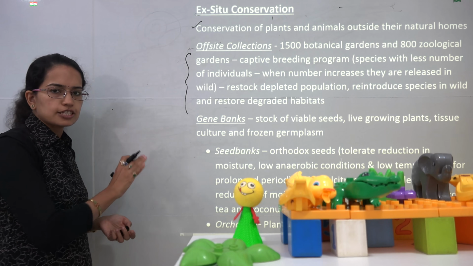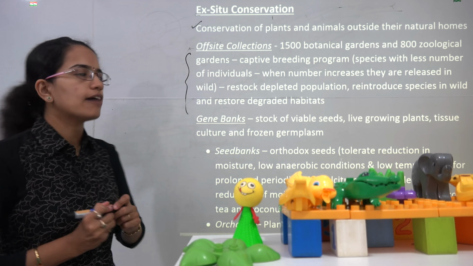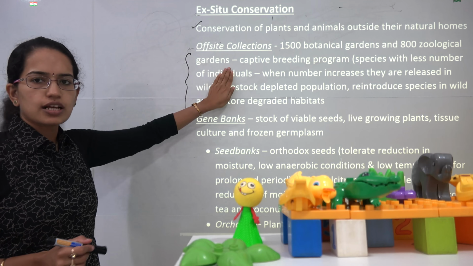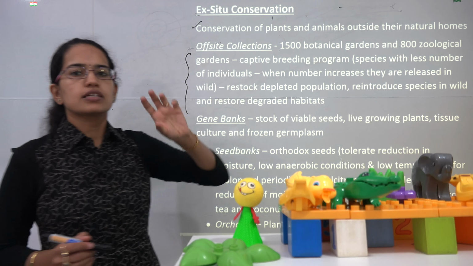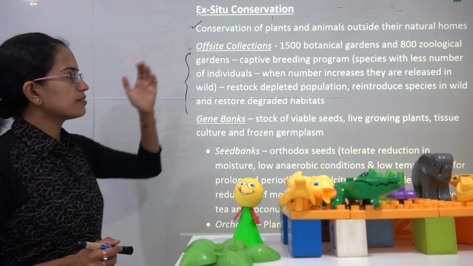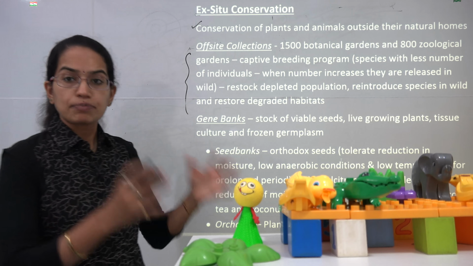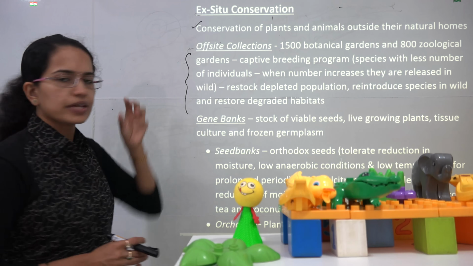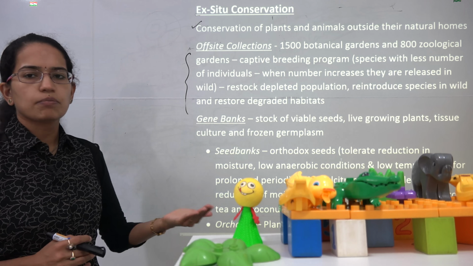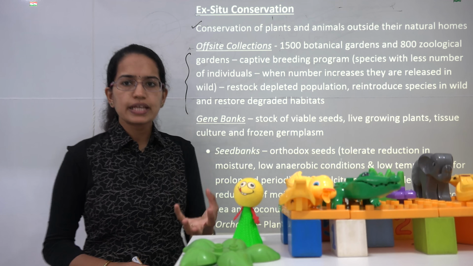Now we talked about in-situ. Let's move on to the ex-situ. Now as we said, under ex-situ you have the off-site collection. So botanical gardens or zoological gardens, rather than preserving the trees and animals in their natural surroundings, preserve them outside. There are more than 1500 botanical gardens and 800 zoological gardens. Numerous of those have captive breeding programs. So species which have very few individuals are worked on under the captive breeding program to increase the number, to restock them. Then you have gene banks, very important, to keep the genes viable.